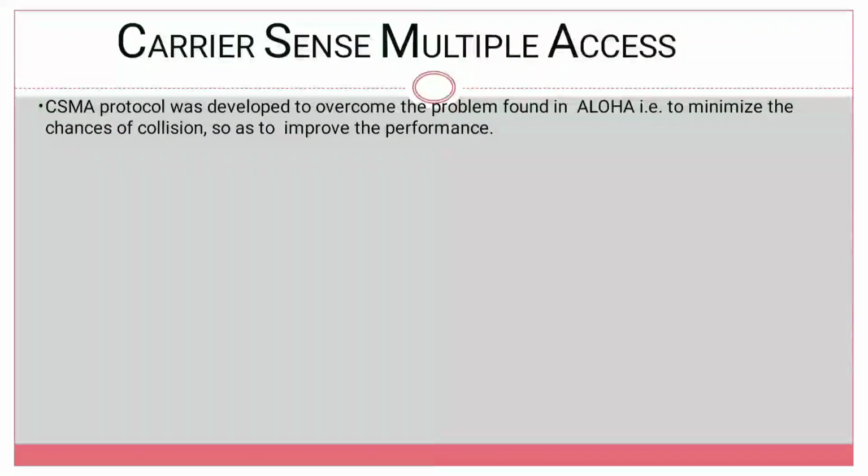Carrier sense multiple access. The name itself indicates it. Whenever multiple access is there, that means more stations want to access the same channel, so it needs the sensing of the carrier. So what is the sense of the carrier? Before transmitting the data, the stations need to sense the carrier, whether it is in a busy state or an idle state. What is the main purpose of sensing the carrier?